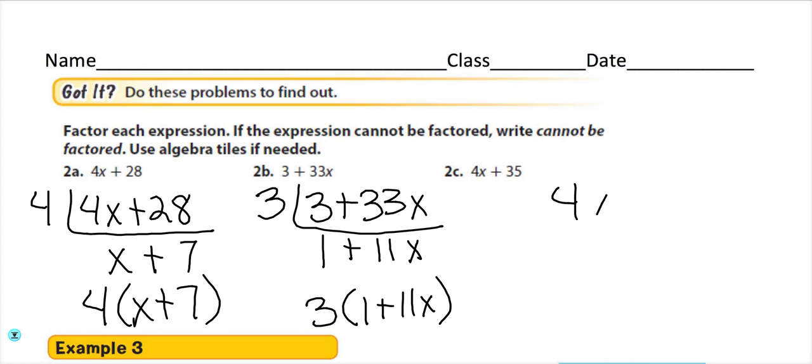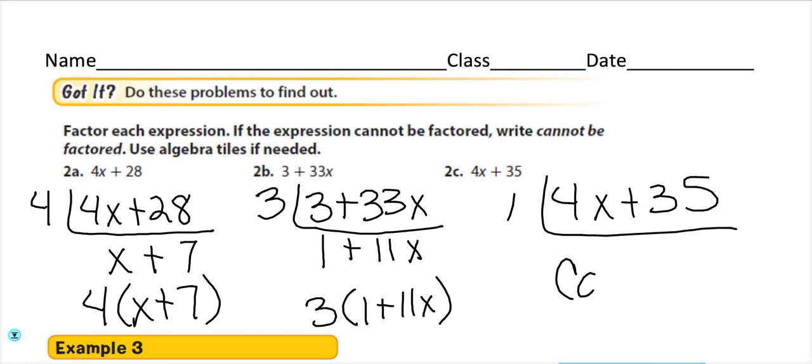All right, let's take a look at the next one. So I have 4x plus 35. So we draw our box, and right away we ask ourselves, what's the highest thing that can go into both of these? And the only thing I can think of is 1. So since 1's the only thing that can go in, that means this cannot be factored.